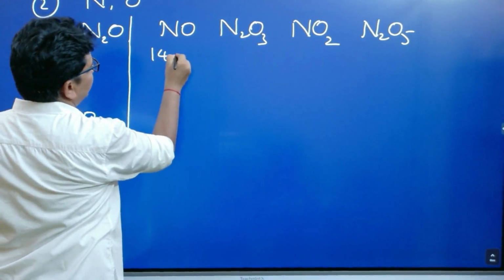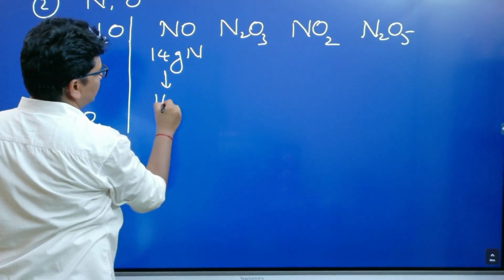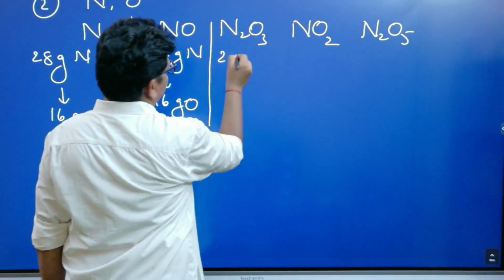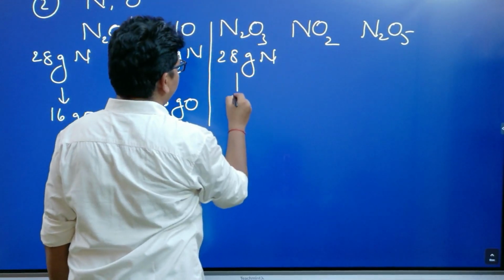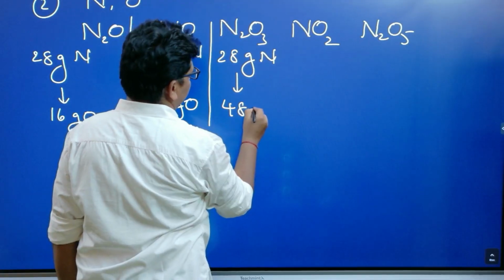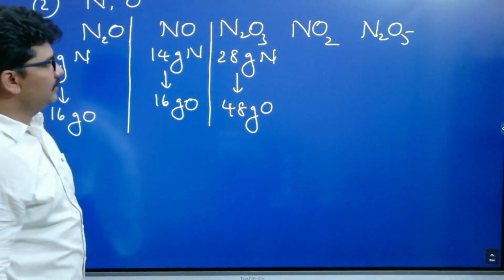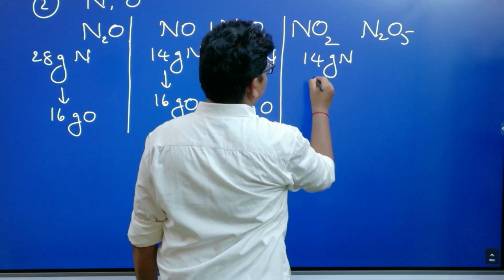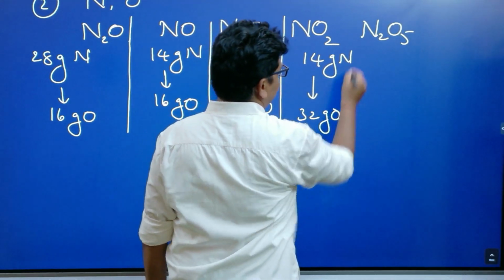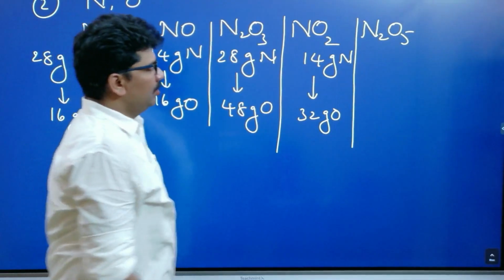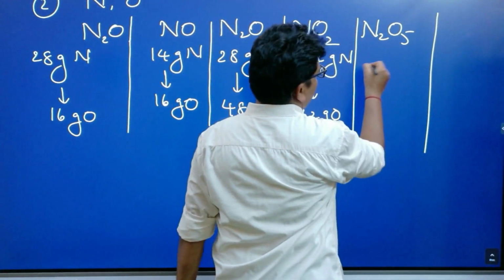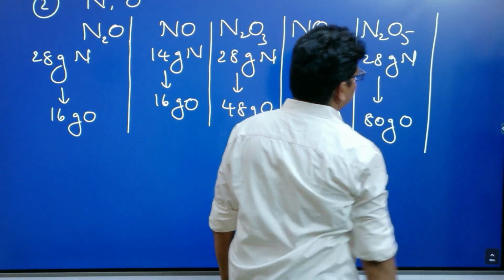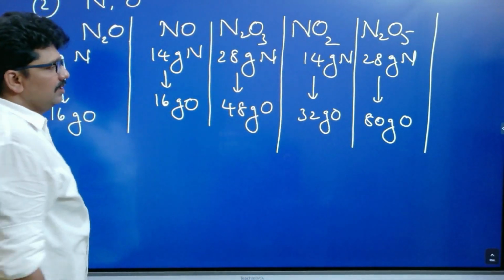In nitric oxide, 14 grams of nitrogen is combined with 16 grams of oxygen. In nitrogen sesqui oxide, 28 grams of nitrogen is combined with 48 grams of oxygen. There are 3 oxygen, each oxygen 16. In NO2, 14 grams of nitrogen is combined with 32 grams of oxygen. In N2O5, 28 grams of nitrogen is combined with 80 grams of oxygen. 5 oxygen, 5 16s are 80.